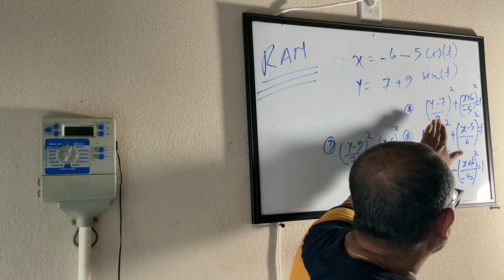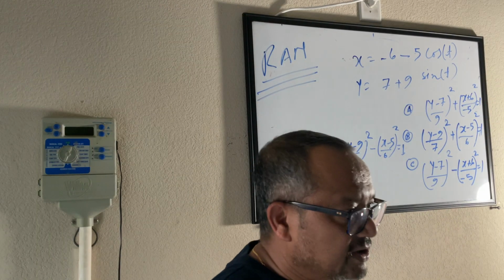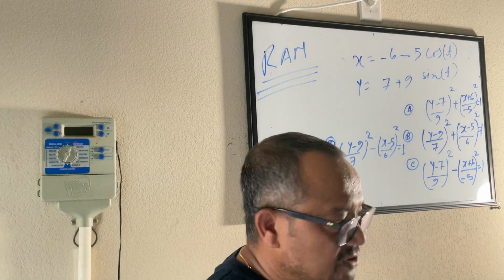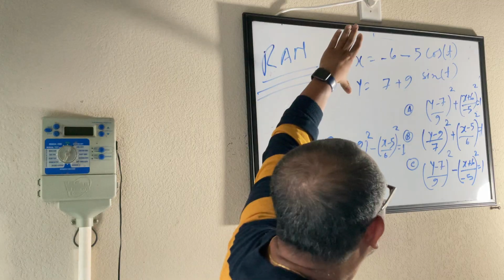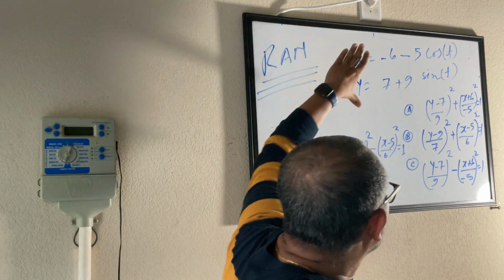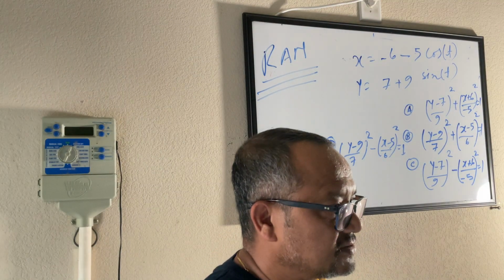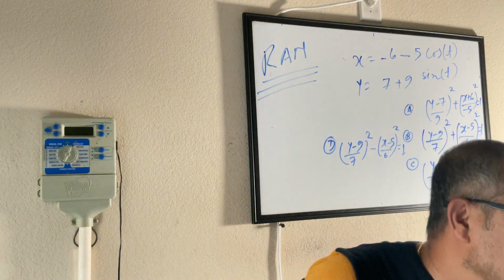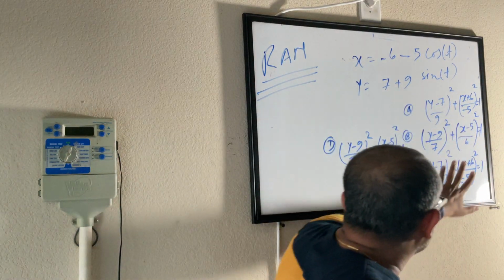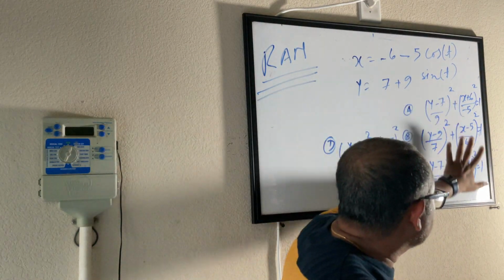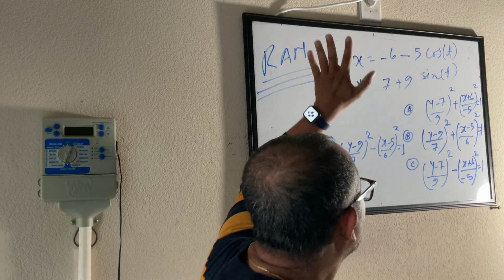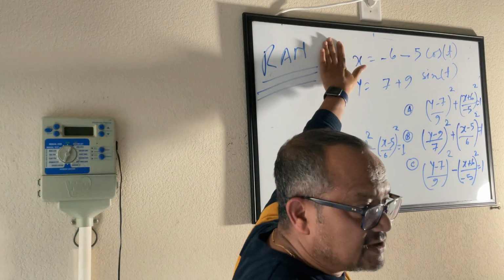Y minus 7 over 9 square plus x plus, I'm not reading it, okay? It'll just get you guys confused. So with these two equations, find out which of the rectangular equations below is equivalent to this.